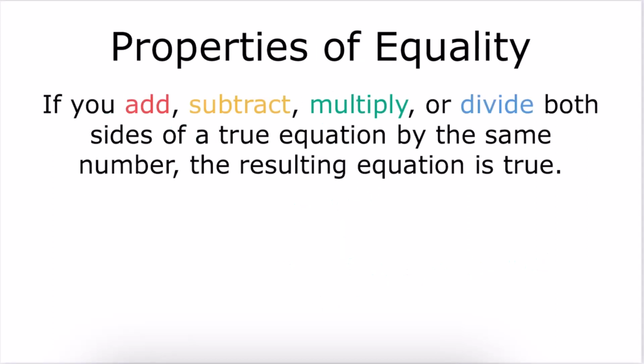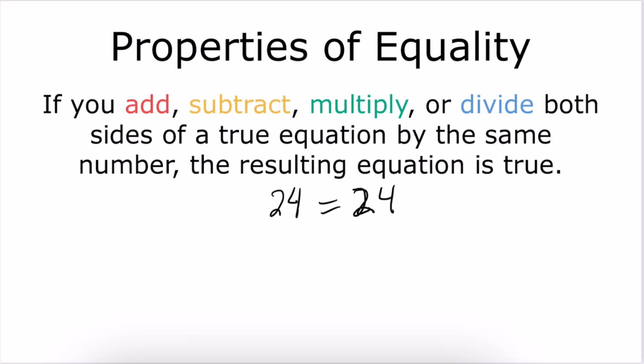And with equations, we have the properties of equality, which says that if you add, subtract, multiply, or divide both sides of a true equation by the same number, then the resulting equation is true. You can show this to students by using really simple equations. You could use an equation like 24 equals 24. That is a true equation because 24 really does equal 24. And then you can show how all the properties of equality work.